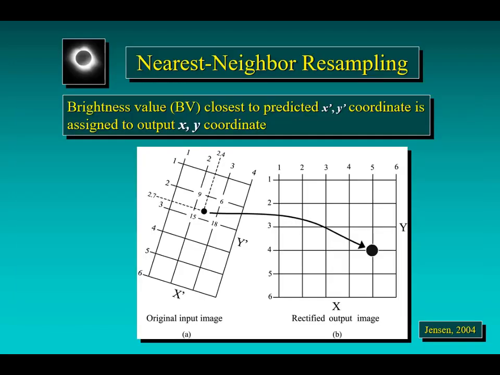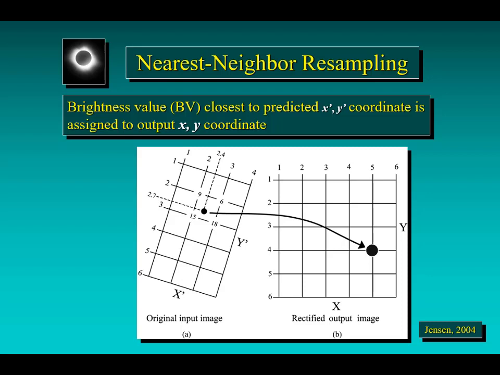And this is an illustration of one of the resampling methods that I mentioned, along with the corresponding figure that I was referencing in the prior slide. Specifically, this is an example of nearest neighbor resampling, and this is where we're taking the brightness value that is going to be closest spatially to our predicted x prime, y prime coordinate, and we assign that brightness value to the output xy coordinate.